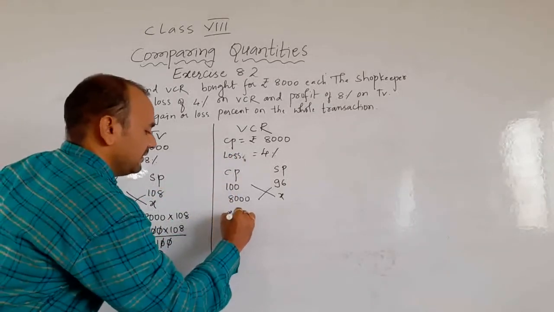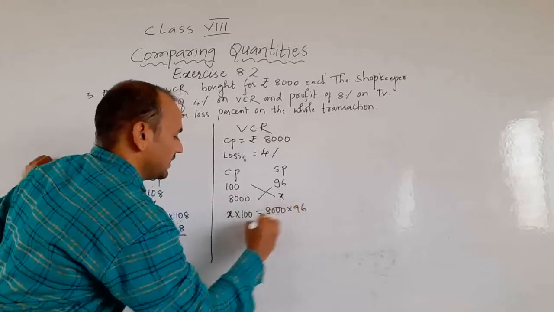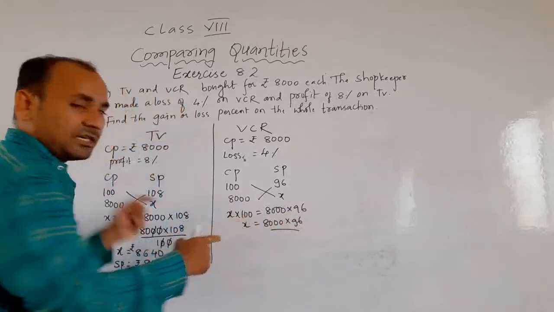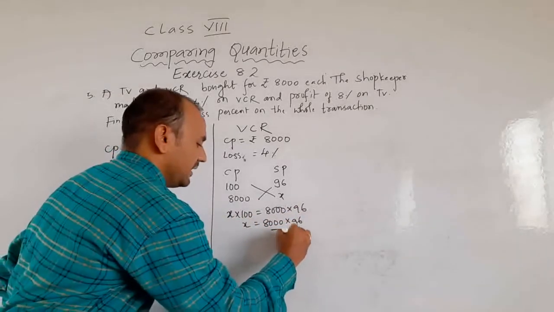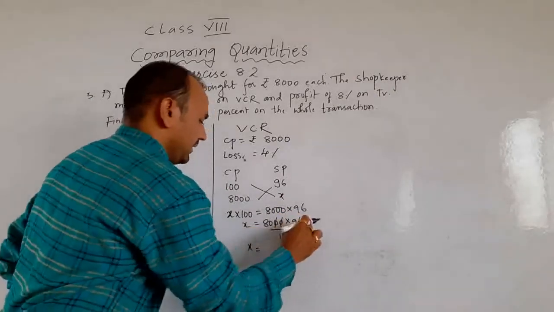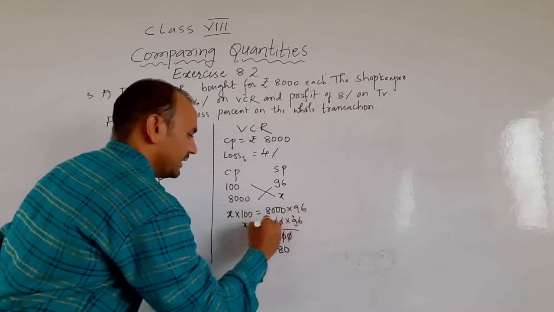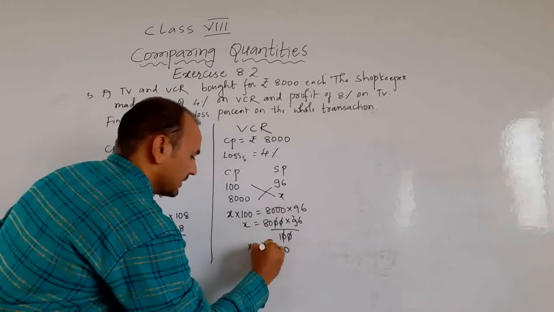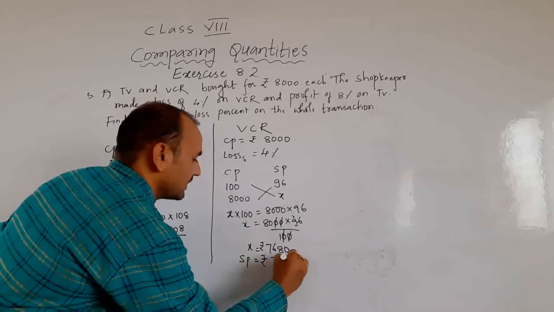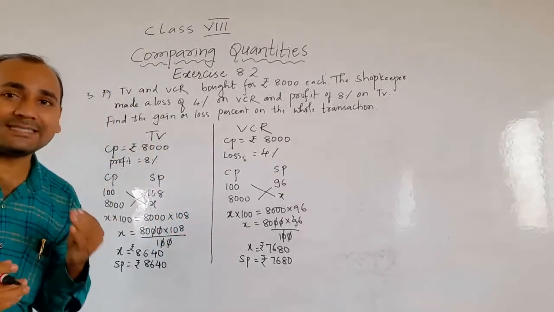Now let us take this side, x into 100 is equal to 8,000 into 96. x is equal to 8,000 into 96, multiplication 100 taken to that side will become division 100. 10 10, 20 20 cancel, this x is equal to 8 6s are 48, this 0 as it is, 48 means carry 4, 8 9s are 72 plus 4 is 76. Therefore the selling price of the VCR is 7,680. Now we have to identify the whole transaction.